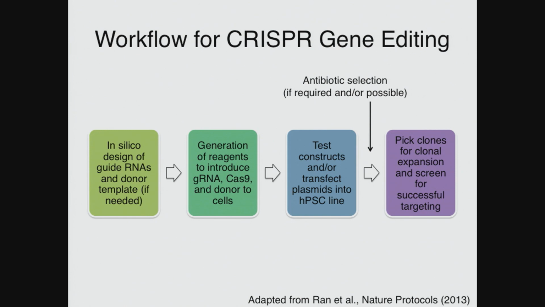I'm going to tell you about how our lab generates the reagents to introduce the guide RNA and the Cas9, as well as the donor template if you're using it, to the cells. Then I'll talk about some options for how you might test these constructs, transfect them specifically into pluripotent stem cell lines, and screen and clone out the colonies you're interested in. So the first, again, is how you in silico design guide RNAs.